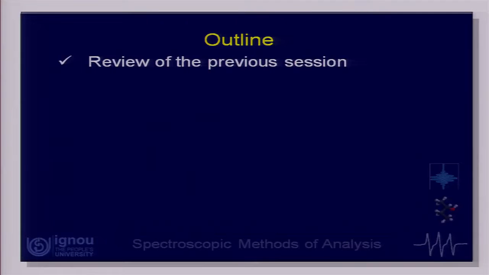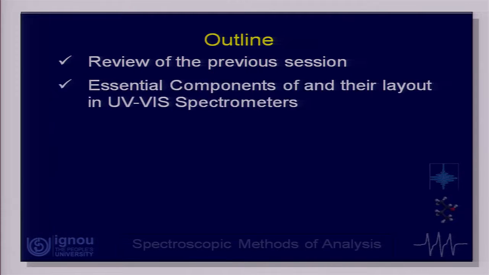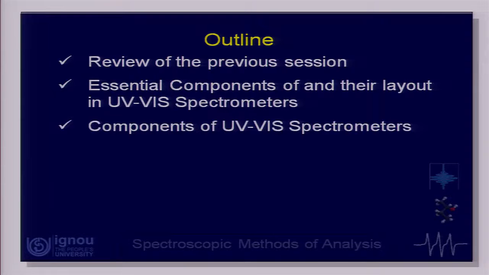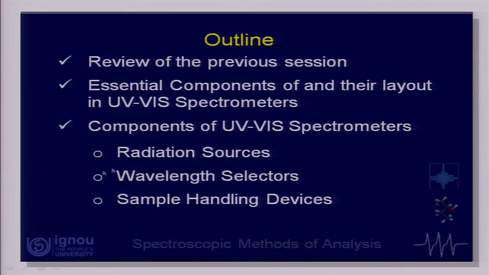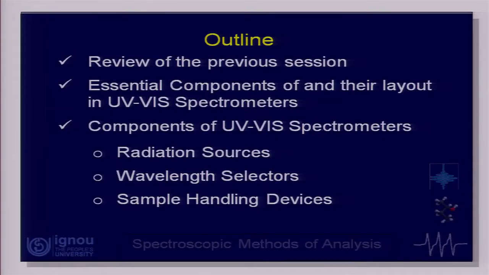The session is planned as follows. To begin with, we will briefly review what we did in the previous session. Thereafter, we will list the essential components of a UV visible spectrometer and their layout. Then we will discuss in detail three components: the radiation sources, wavelength selectors, and sample handling devices. We will talk about the purpose of these components, how they work, and what kind of components are used in a given kind of spectrometer. Towards the end, we will sum up what we do in today's session.